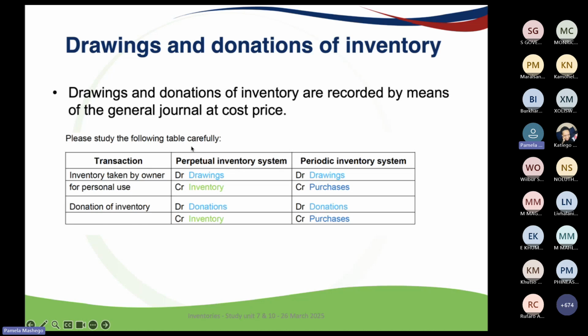Whereas in the periodic inventory system, the debit side will be the same as the perpetual, but you don't adjust the inventory account. It goes straight to your purchases account.